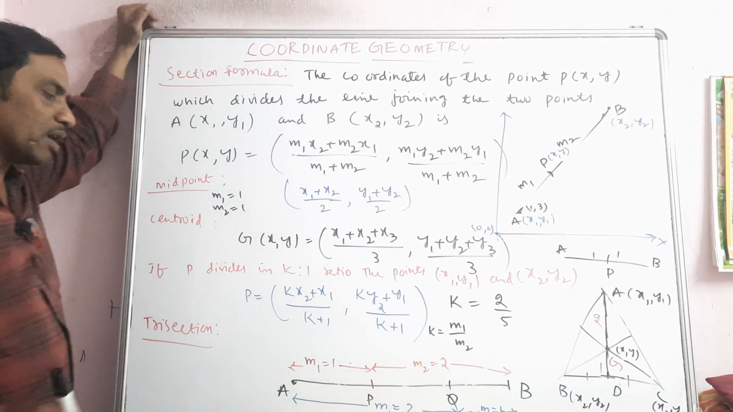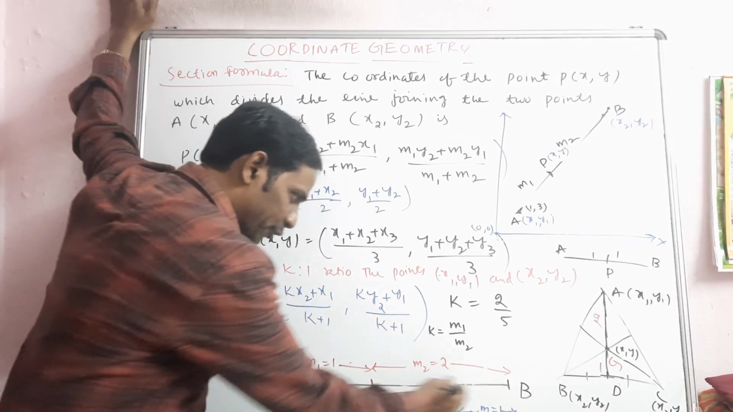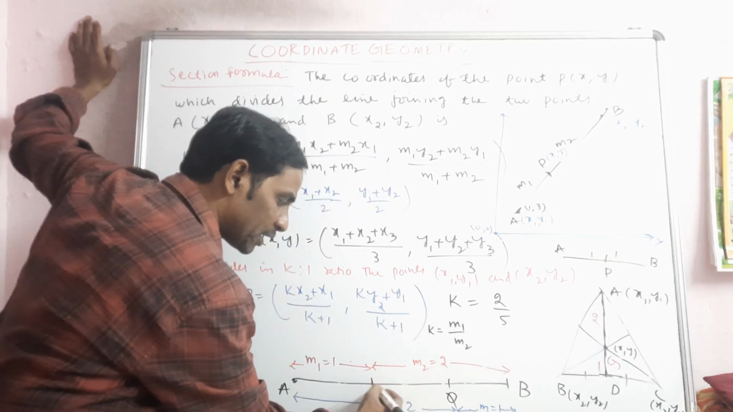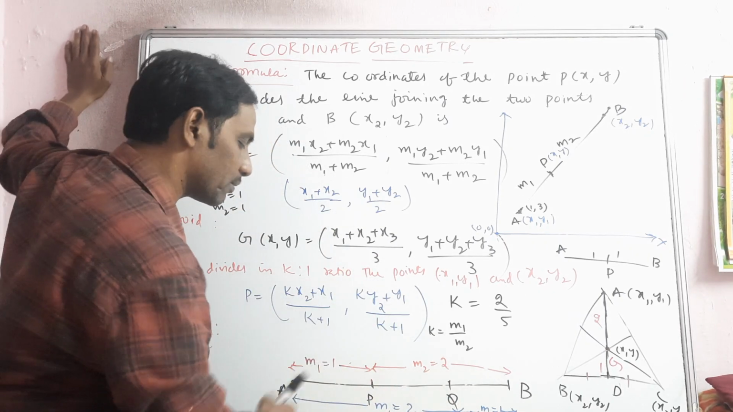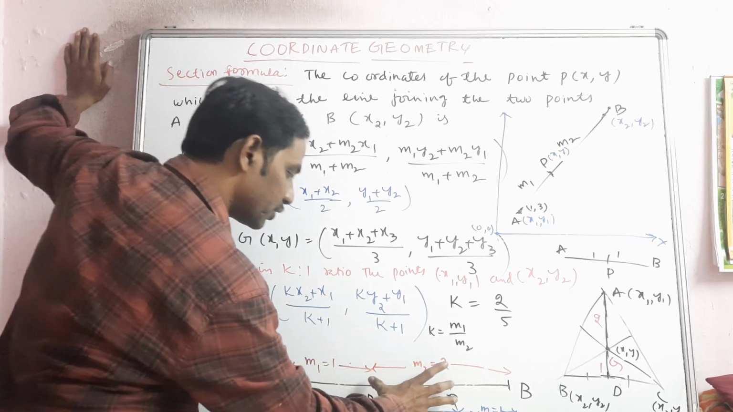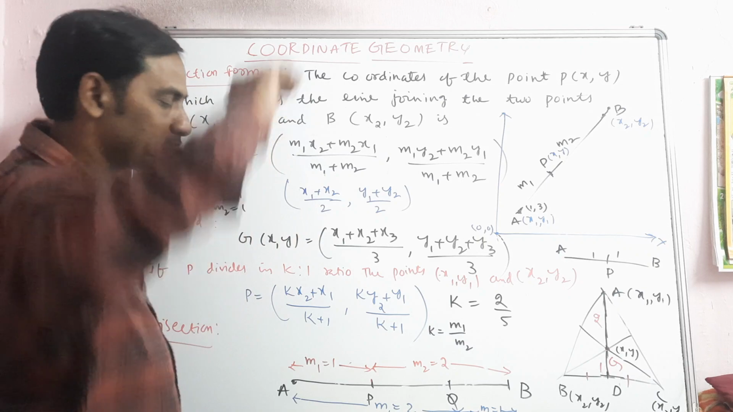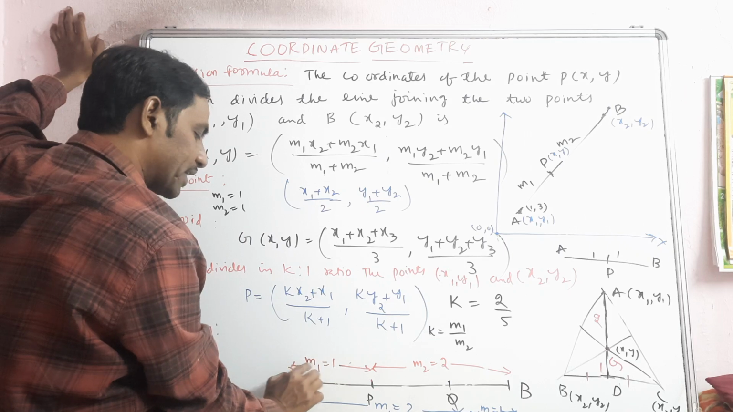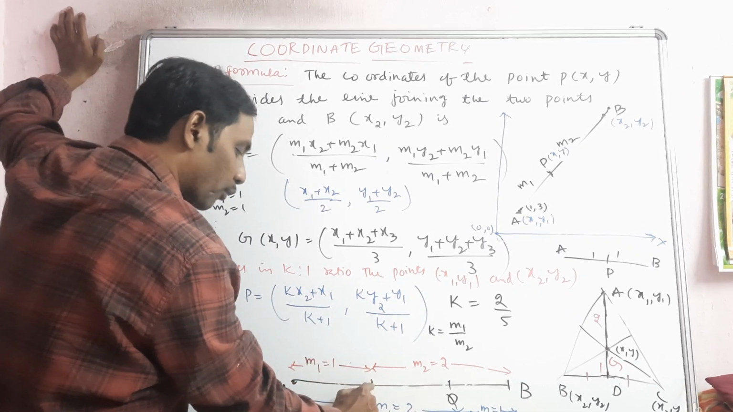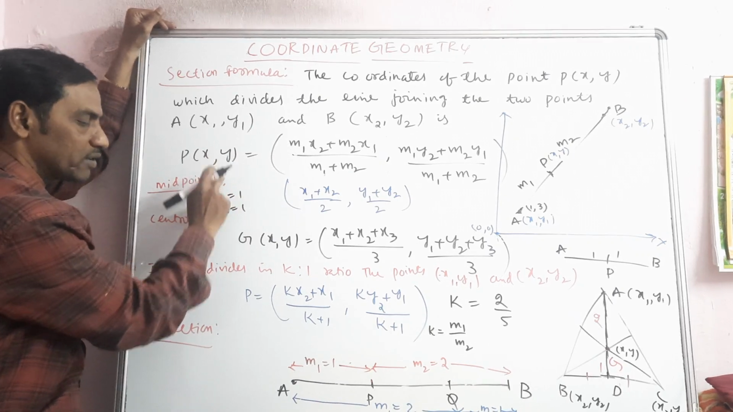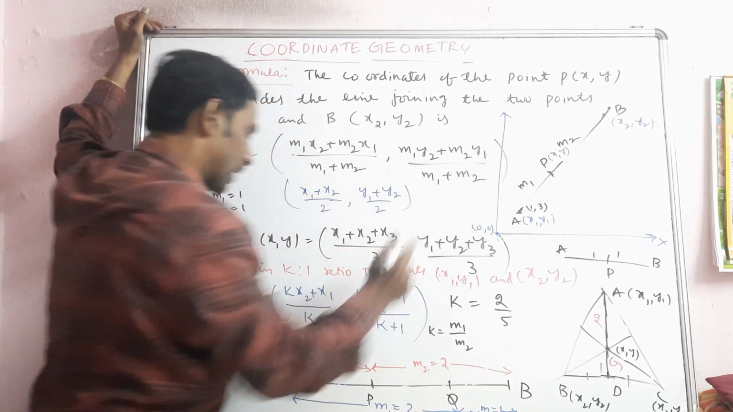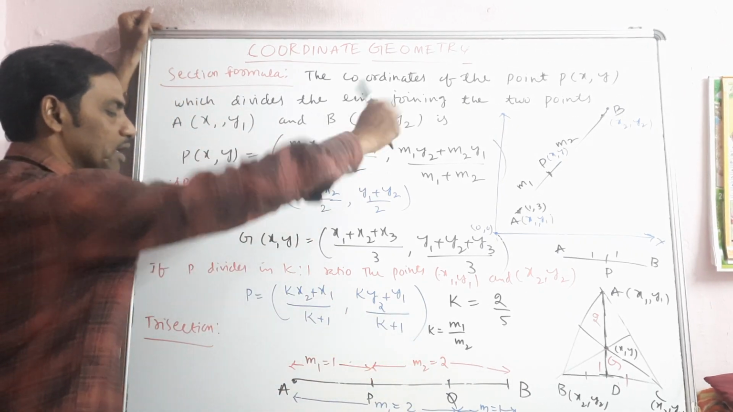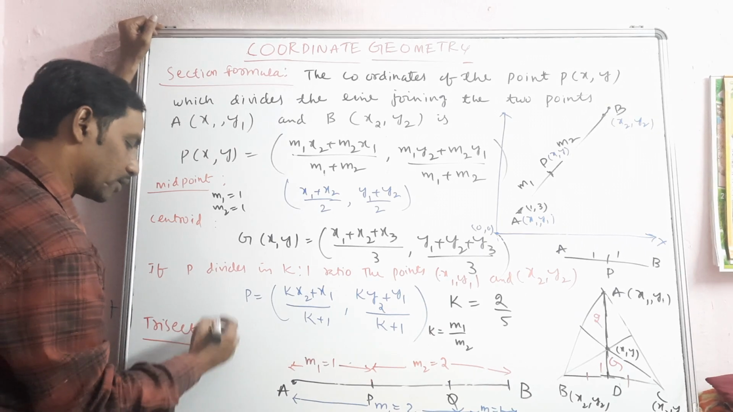Now, trisection. For example, the line AB is 3 centimeters. Trisection means the points P and Q will make the line AB into 3 equal parts: from A to P 1 centimeter, P to Q 1 centimeter, and Q to B 1 centimeter. To find P using this formula, you take m1 as 1 and m2 as 2, and then you will get the point P, x comma y.